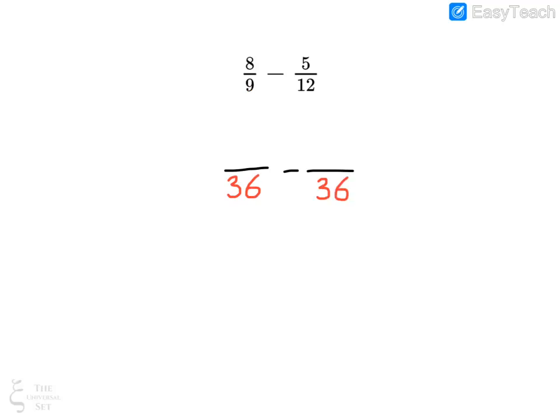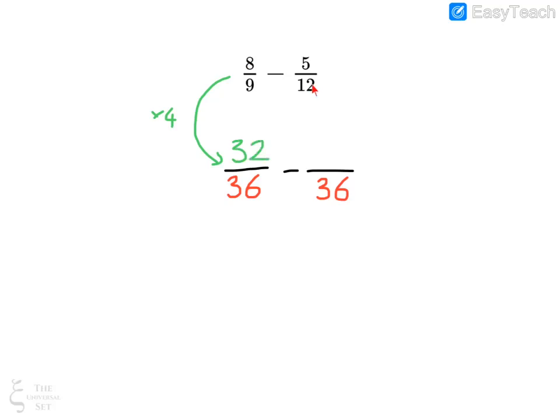And then on this left-hand side, what do I have to multiply everything by to change this 9 into a 36? Well, it's multiplied by 4, isn't it? 9, 18, 27, 36. That's how my 9 times table goes. So we're timesing by 4 over here. And 8 times 4 on the top is going to be 32.